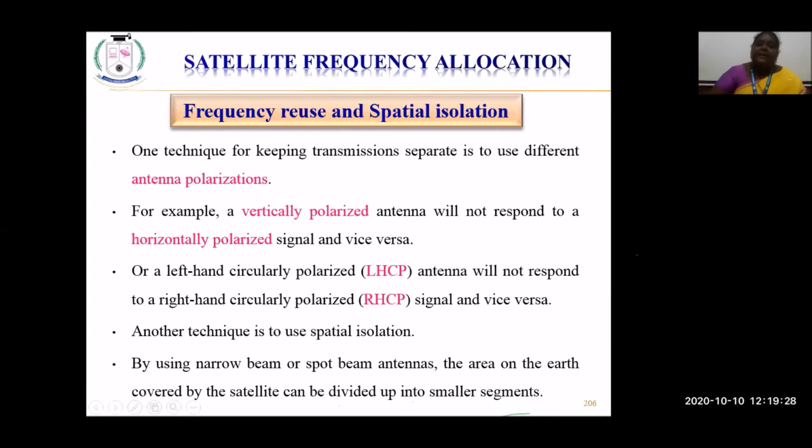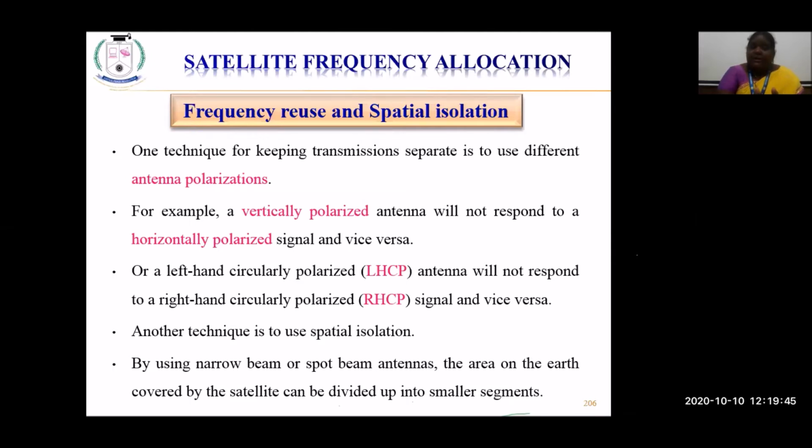So how is it happening? The left hand circularly polarized antenna will not respond to the right hand circularly polarized antenna. So two antennas will be here. Okay, so that will be circularly polarized. In that, one will be vertically polarized and the other one will be horizontally polarized.